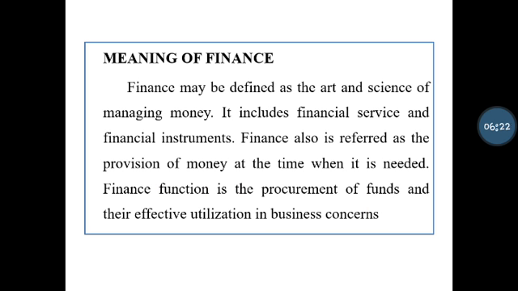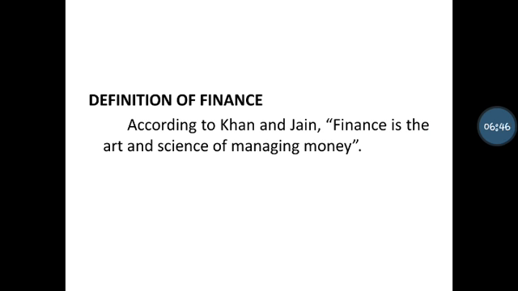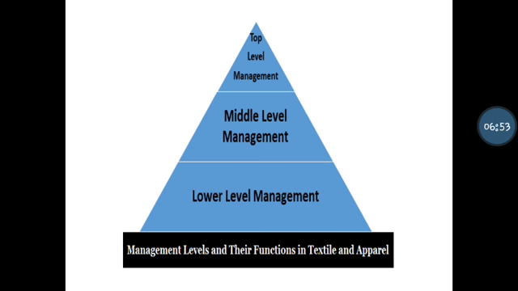Meaning of finance. Finance may be defined as the art and science of managing money. It includes financial services and financial instruments. Finance is also referred to as the provision of money at the time when it is needed. The finance function is the procurement of funds and their effective utilization in business concerns. Definition of finance: according to Kohn and Chain, finance is the art and science of managing money.